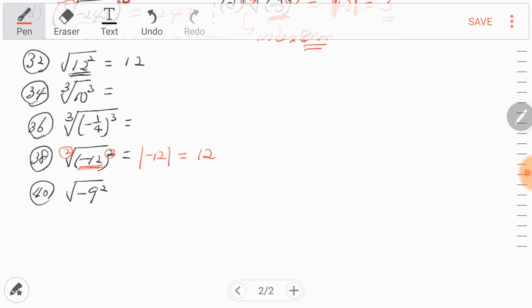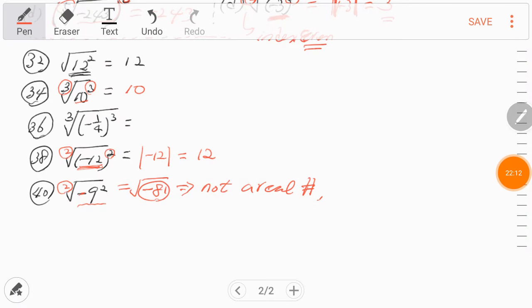Okay, how about number 40? Inside the radicand, this is a square root. The square root allows only a positive radicand, but this is negative. So this is the square root of negative 81, a negative number. So we say this is not a real number. It's an imaginary number, which we can write later. Okay, how about 34? 34 is a cube root. The index is odd, so you can just take the base out.